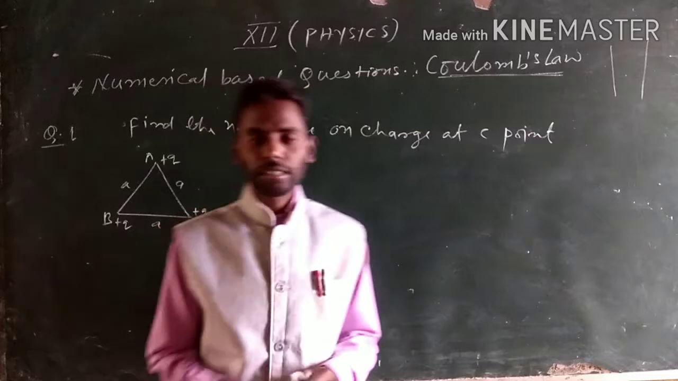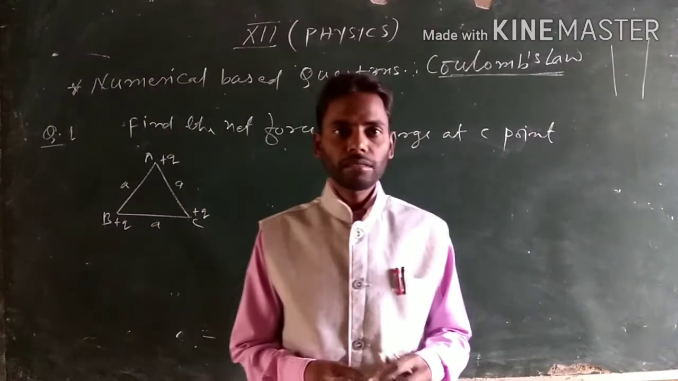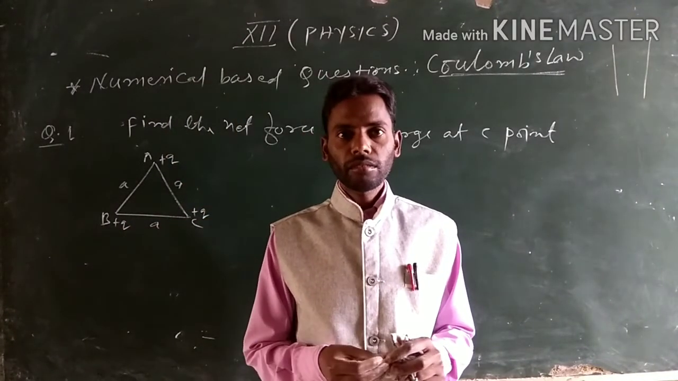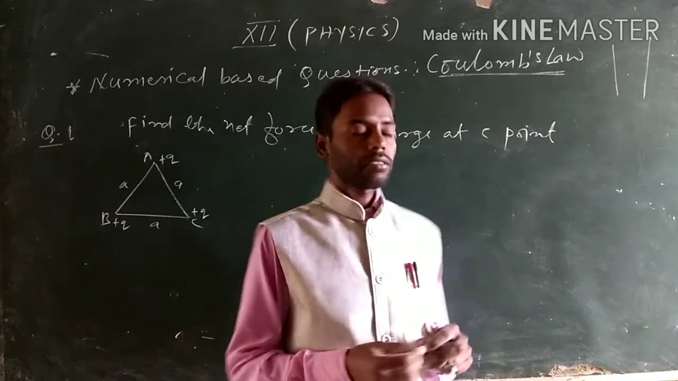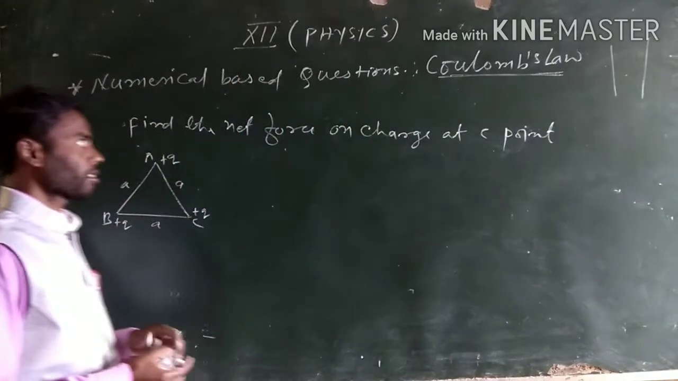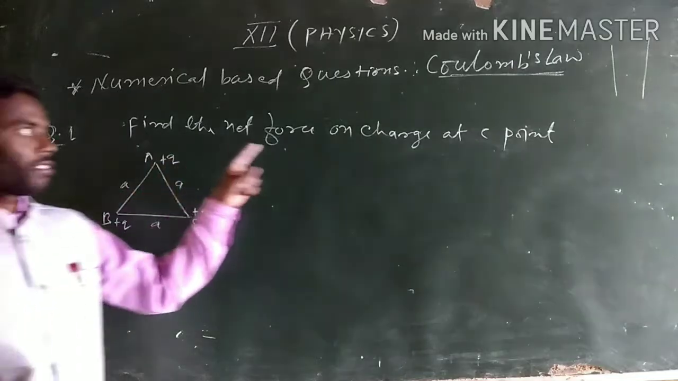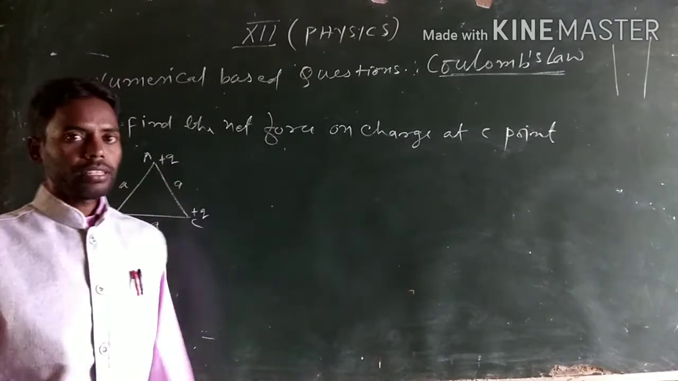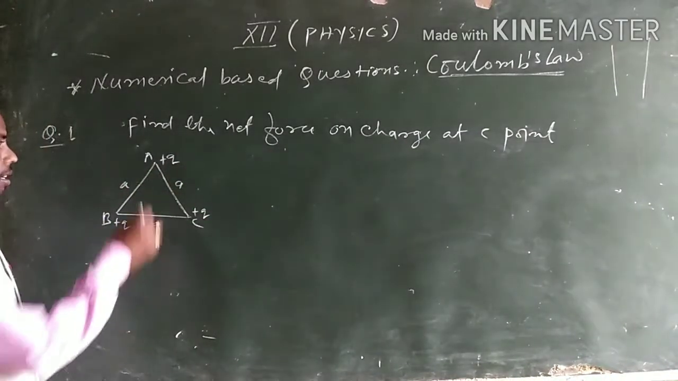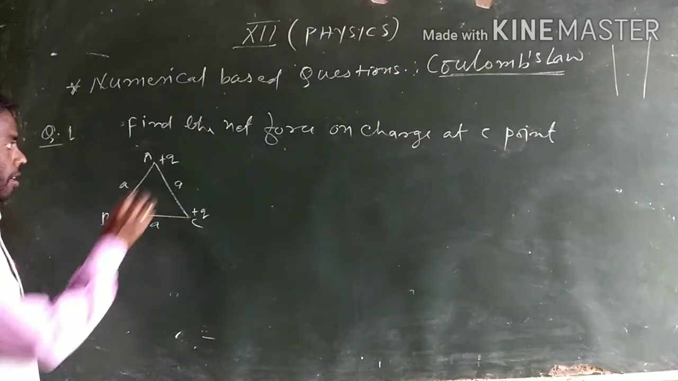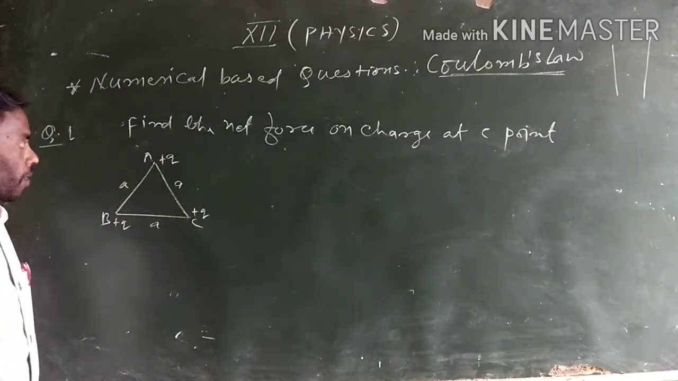Dear students, today I brought some numerical-based questions using Coulomb's law. Let's see question number one. It asks: find the net force on the charge at point C. That means a triangular shape is given, with points A, B, C.